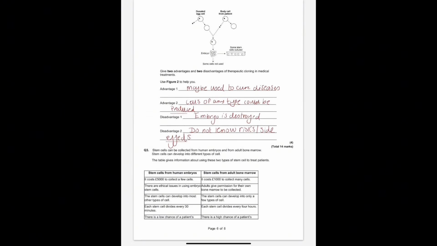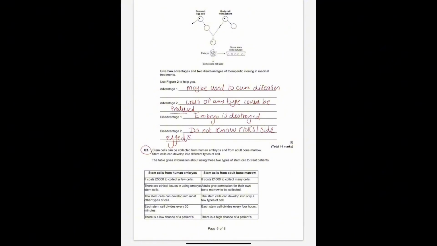We can also write down we may transfer a viral infection as a disadvantage, or a poor success rate to produce viable eggs and embryos. So those are the other disadvantages, but I've just written down the easiest ones for you to remember. Right, next question. Question 3.